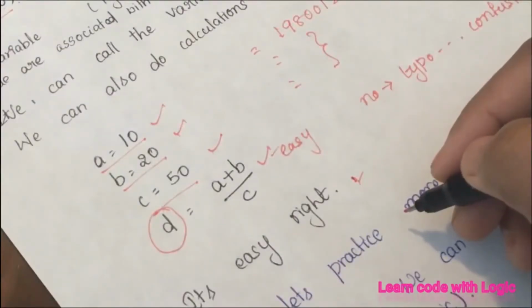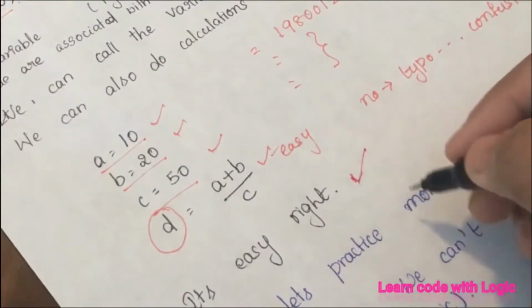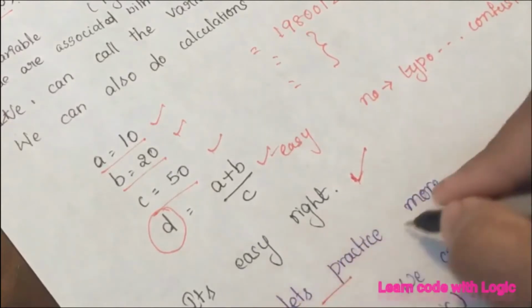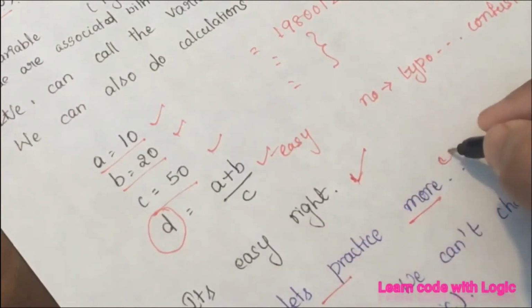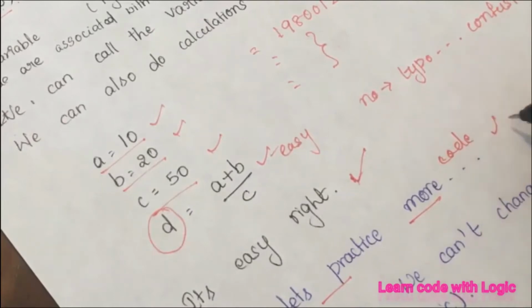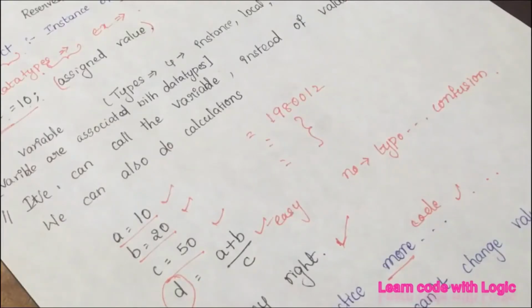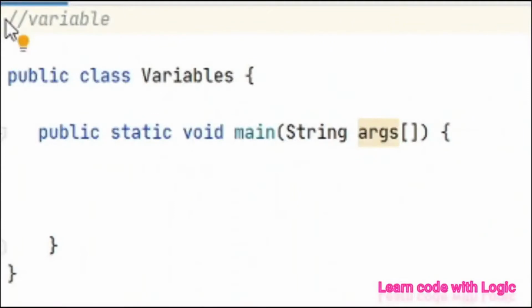Do you understand now what is variable? It's easy, right? So now let's practice more code. You need to practice more code and you have to understand the concepts. This is the main logic behind the programming. Now let's practice some of the examples.